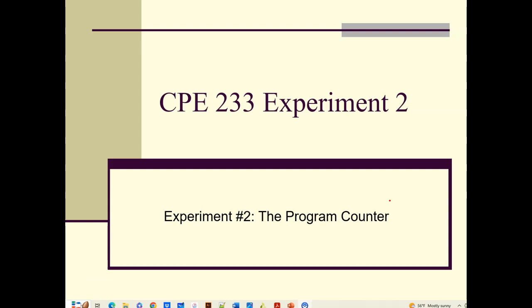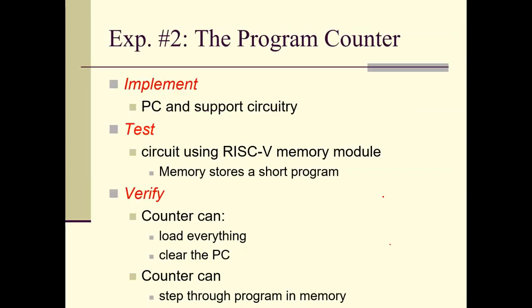This is CPE 233 Experiment 2. This is the program counter, otherwise known as the PC. Well, there's actually two parts of this experiment. You're actually going to implement some hardware, which is the PC, as well as some support circuitry, which is essentially a MUX and some memory. And then you're going to test it.